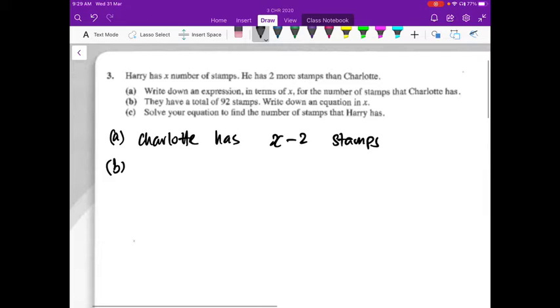Part B. All together, they have a total of 92. So Harry has X, Charlotte has X minus 2. This is the total that they have. It is equal to 92. So now we can remove the brackets.